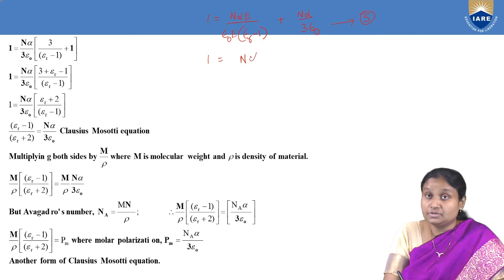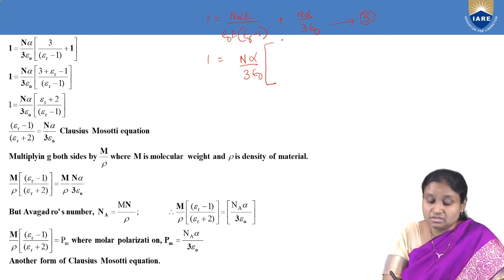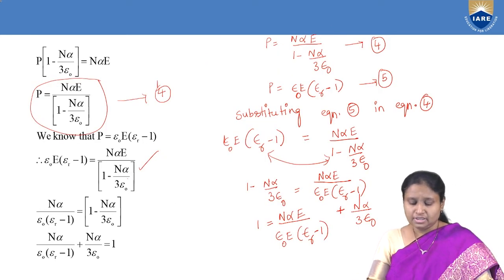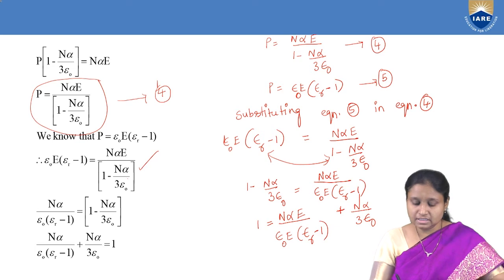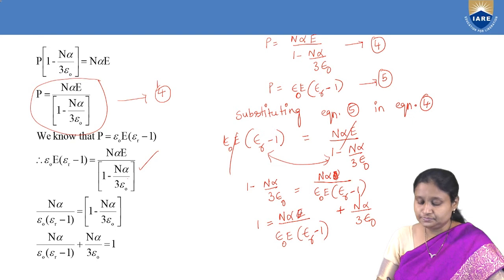So what we have here, I'll try to take n alpha by 3 epsilon naught common. Then what happens to our first term on right hand side? So what is left now? Because we don't have any 3 in the denominator, so obviously we have to add a 3 in the numerator. So here 3 by epsilon r minus 1, right? And one more thing here, of course, once we got this, actually we have to cancel E and E. So there won't be any E here.